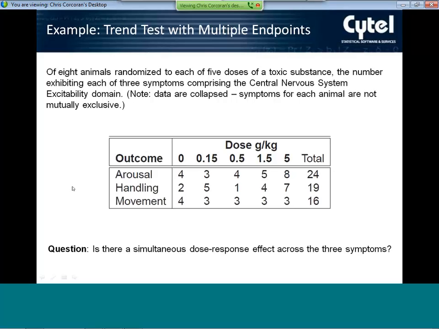sake of convenience. But the question is, is there a trend across all 3 symptoms? Can we test that simultaneously? In other words, you can think of this as a multivariate Cochran-Armitage trend test, where you're actually carrying out a trend test across these 3 symptoms at the same time. And that's also available in StatXact.